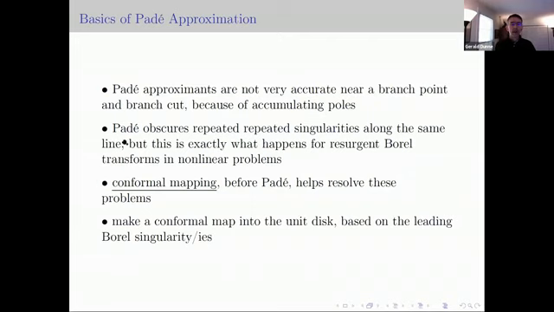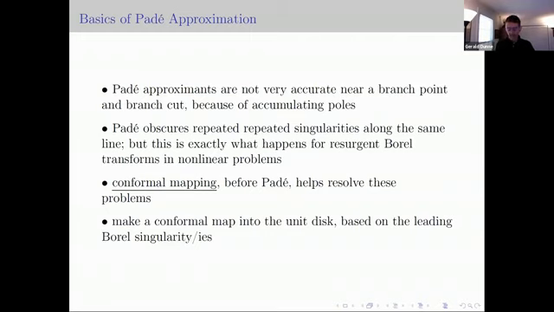And the other problem it has is that in a nonlinear problem, we've already seen that a Borel singularity would likely be repeated at twice the distance from the origin, and 3 times and 4 times. But if that's a cut, then what that means is that these genuine repeated singularities that are sitting on the cut, but Pade gives you a whole line of poles. So how do you tell whether that singularity is a pole or just part of the cut?